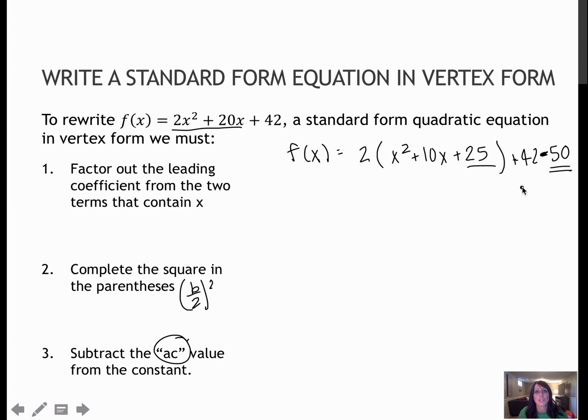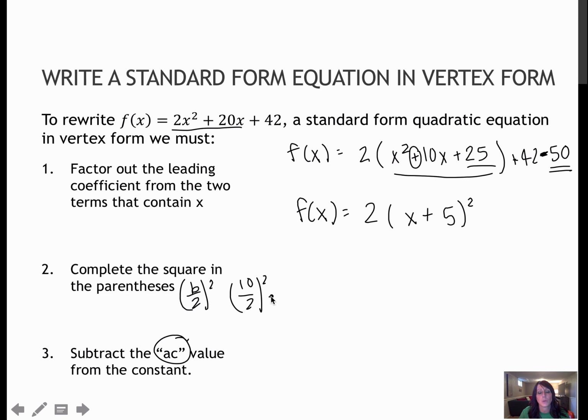And from here, I'm just going to clean it up a little bit. So f of x equals 2 times this part in here, which is now x plus 5 quantity squared. And remember, the 5 came from the 10 divided by 2, which was 5 squared. So that's where that 5 came from. And it was positive because this is positive. And then plus 42 minus 50 gives me minus 8. So this is now my new vertex form of the original standard form equation.